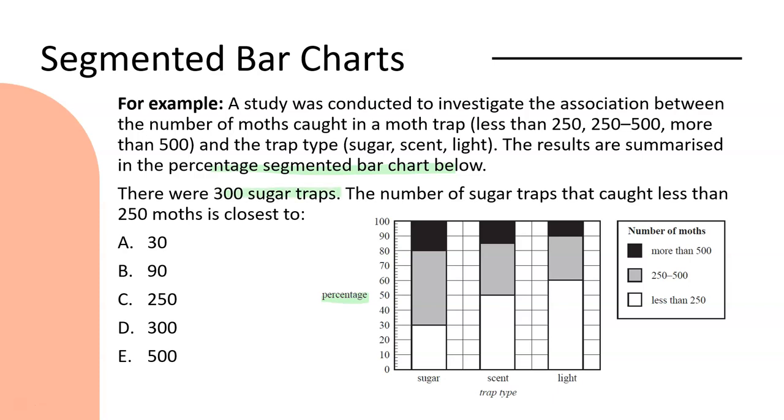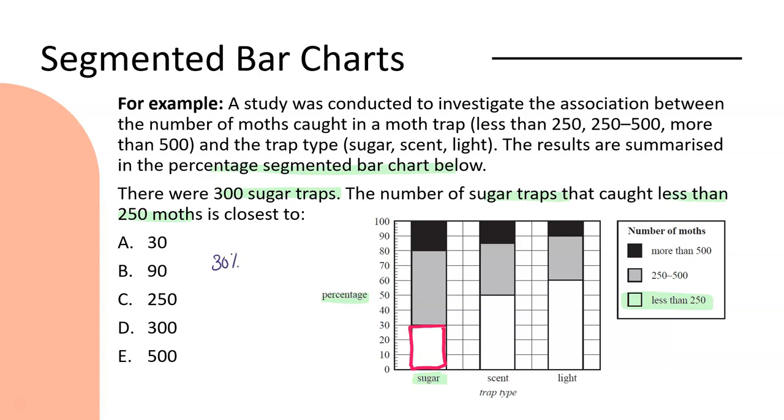The number of sugar traps that caught less than 250 moths is closest to. So again, first we need to identify what component are we talking about here and see what percentage that relates to. So here we have our sugar traps on the left-hand side. Less than 250 is our uncoloured, the white space. And so we are talking about this section here. And so we are looking at 30%.